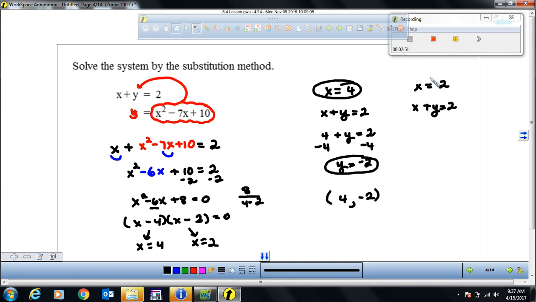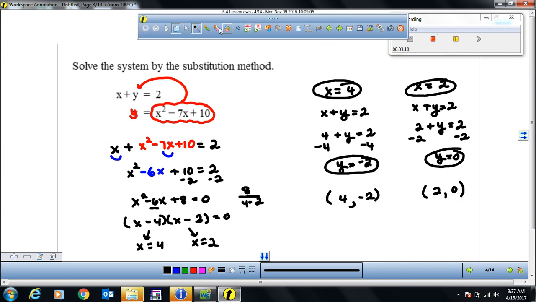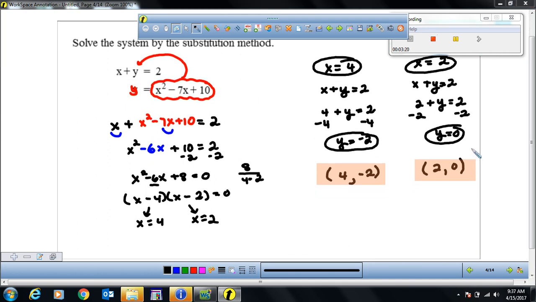On this one, now we're going to replace the x with the 2. So it's going to be 2 plus y equals 2. If I subtract 2 from both sides, I get y equals 0. So when x is equal to 2, y is equal to 0. So the next solution is (2, 0). That means the graphs of these two equations intersect at the points (4, -2) and (2, 0). And it really makes sense because this is a line and this is a parabola, and a line and a parabola can have 2 points of intersection.